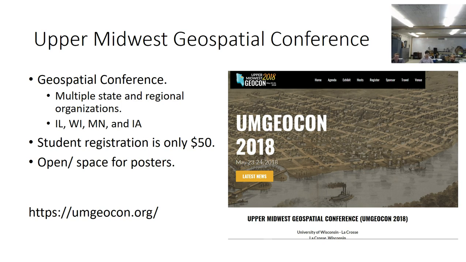Anywho, it is a conference hosted by multiple state and regional organizations. Basically, the state GIS societies of Illinois, Wisconsin, Minnesota, and Iowa are all participants in it. Then there's also some organizations like GITA is part of it. The ASPRS Western Great Lakes is part of it. Student registration is only $50, which is wonderful, but I'll spend the rest of that on a hotel anyhow.